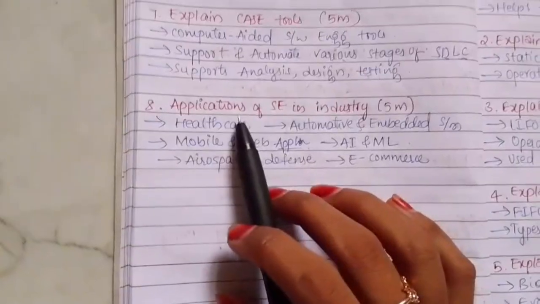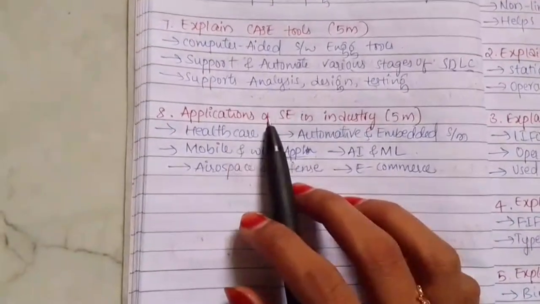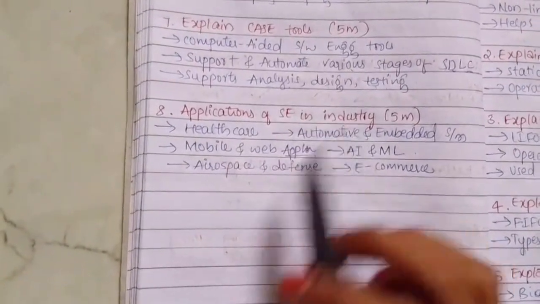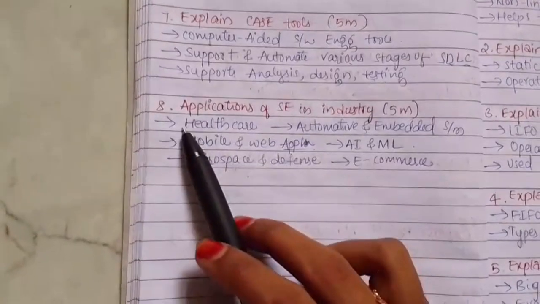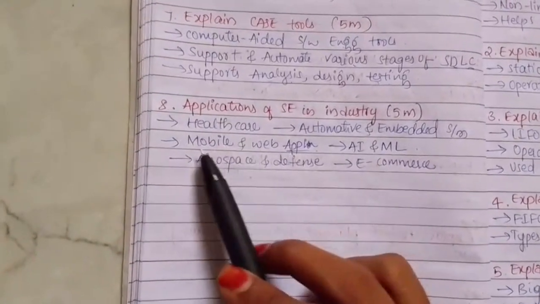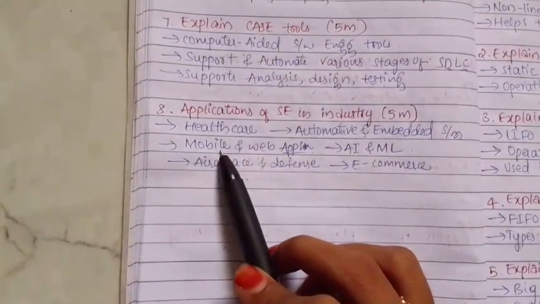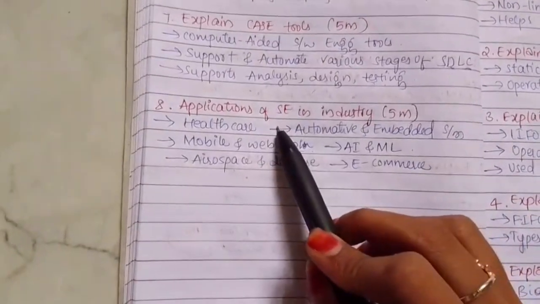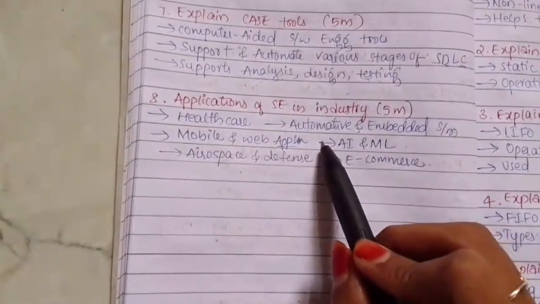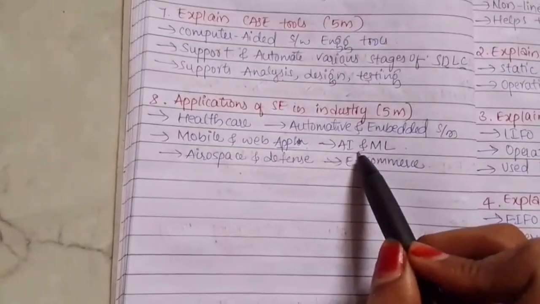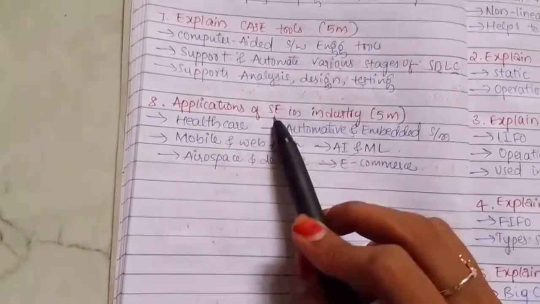And the last question is applications of software engineering in industry. We can say that in healthcare we use mobile and web applications, aerospace and defense, automotive and embedded system, AI and ML. In e-commerce we use software engineering.